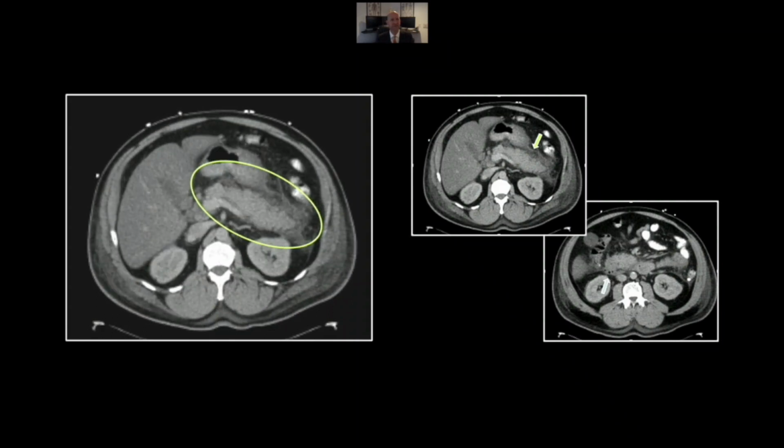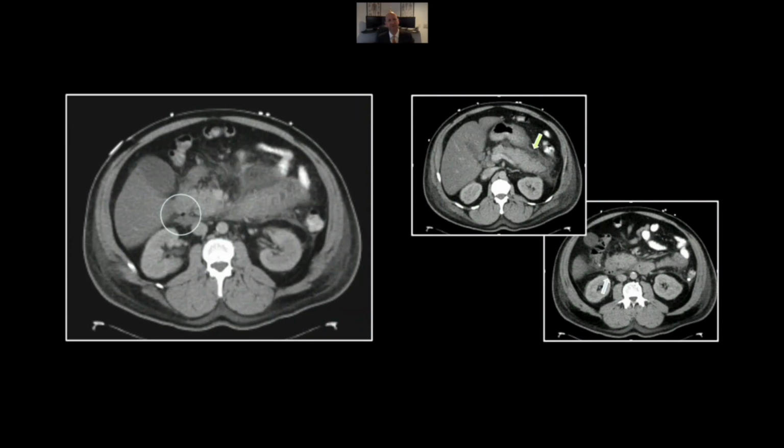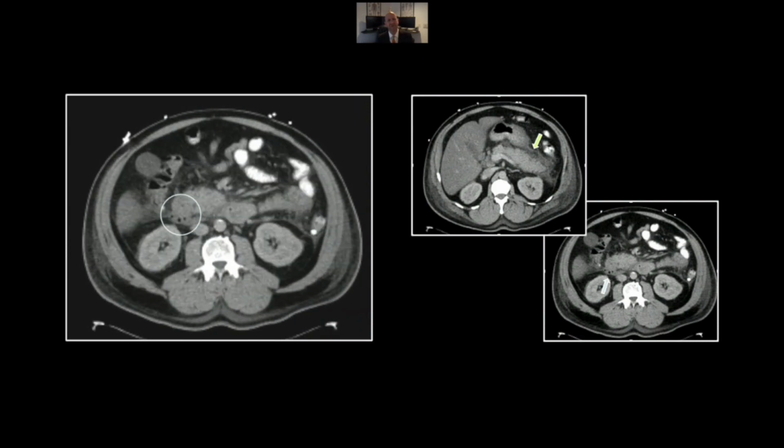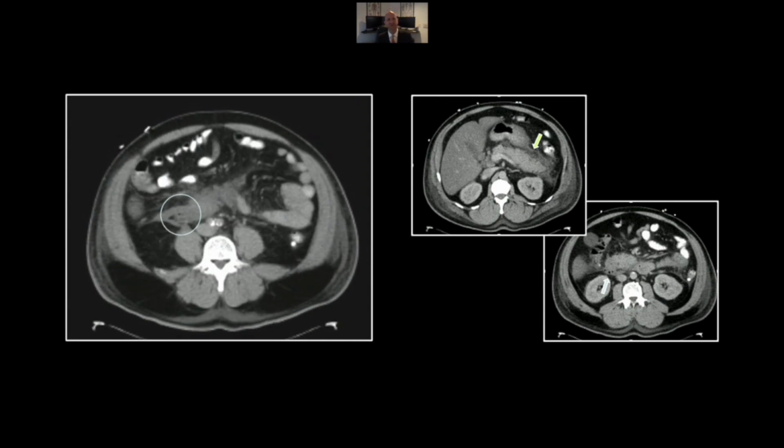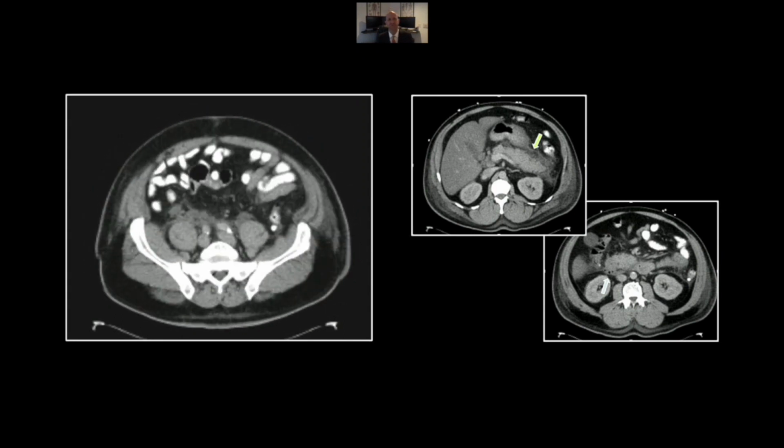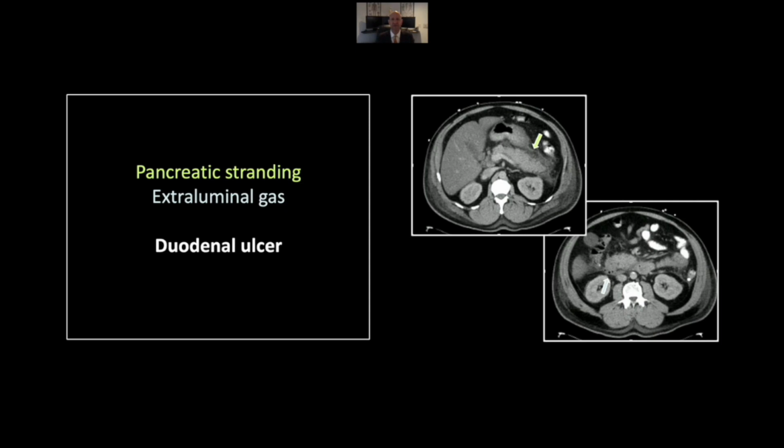So here again is the peripancreatic stranding, but the critical finding of extraluminal gas here adjacent to the second portion of the duodenum. So that is a perforated duodenal ulcer with resultant pancreatitis.